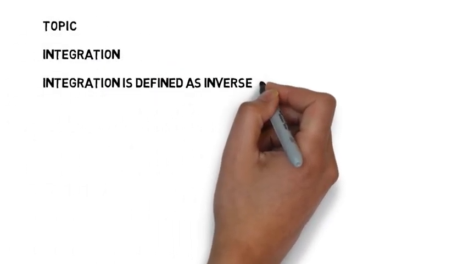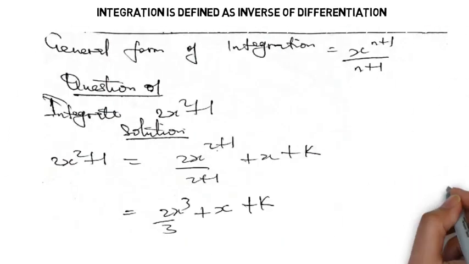Topic: integration. Integration is defined as the inverse of differentiation. For an integration, the general form is x raised to the power n plus 1 all over n plus 1. Question 1. Integrate 2x squared plus 1.